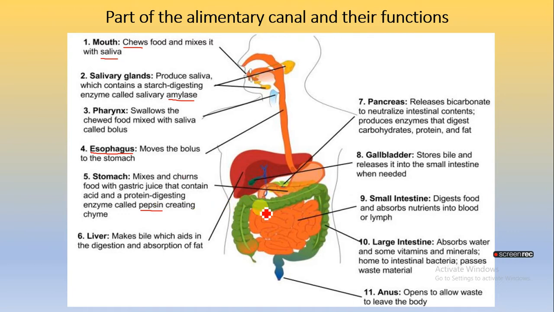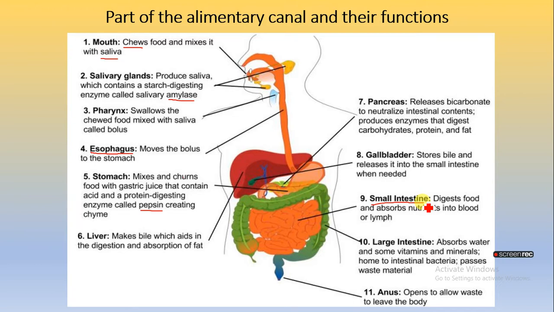Then the food leaves there and moves to the small intestine. Now, in the small intestine, what happens is the digested food is absorbed. The digested food and nutrients are absorbed into the blood or the lymph. Fat and oil are absorbed into the lymph, that's fatty acid and glycerol, while glucose and amino acid are both absorbed into the bloodstream at the small intestine.